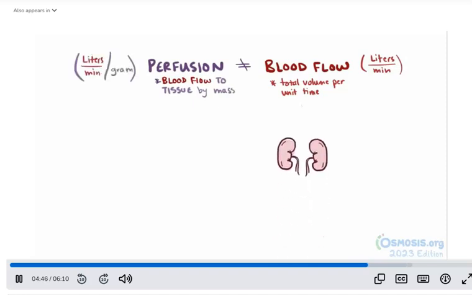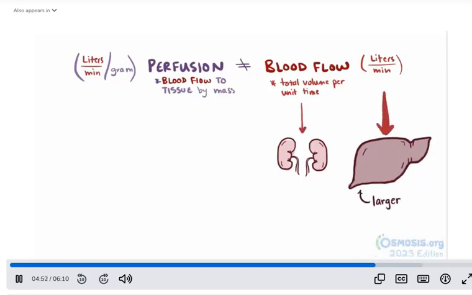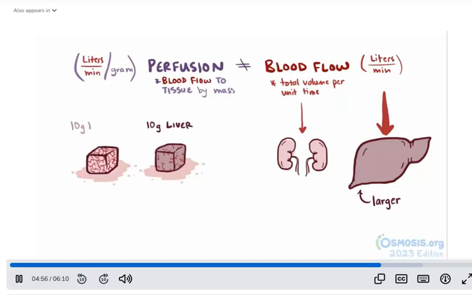So as an example, if you compare the total blood flow to the kidneys with the total blood flow to the liver, it'd be higher to the liver because the liver is a lot larger. But if you took a 10-gram cube of liver tissue and compared it to a 10-gram cube of kidney tissue, the kidney actually has higher perfusion, since it has more blood vessels packed into its cube.